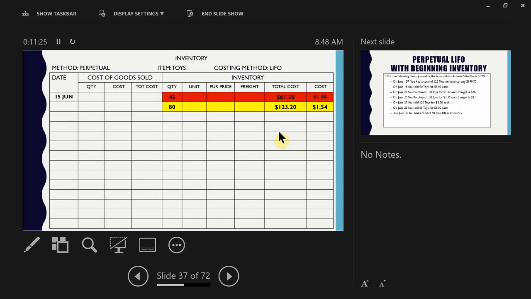Okay, so then again, here you go. We transferred over the information, the 45 and the 80, to give us a total of 125. However, because we're still using the LIFO method, we need to still keep our batches separate. So in this case, here it is. I entered them in exactly the same order, right? I had my red batch first, and then my yellow batch came afterwards.